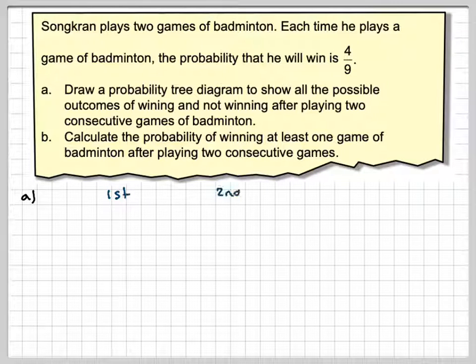So, drawing a tree diagram. The first game, second game. So the first game he could win or lose. The probability of winning is 4/9. The probability of losing is 5/9.